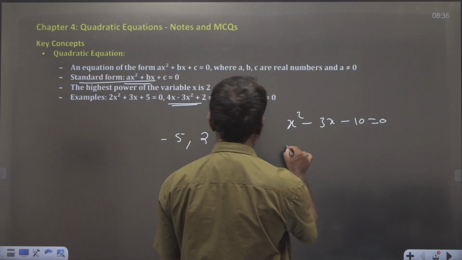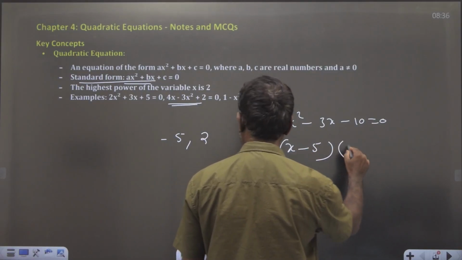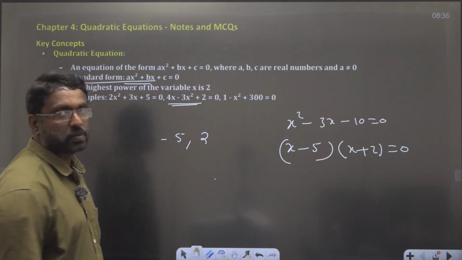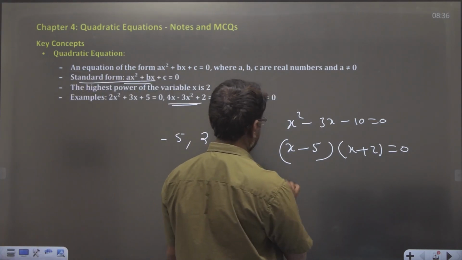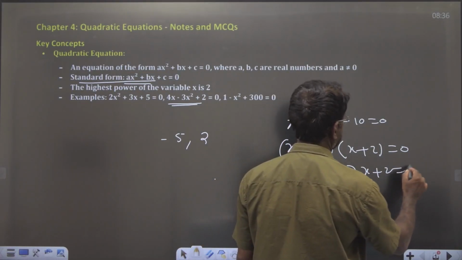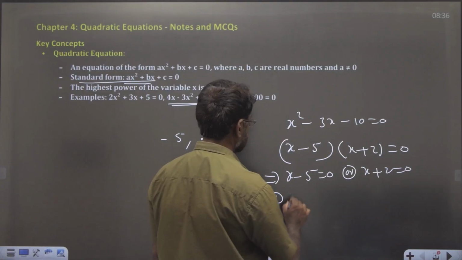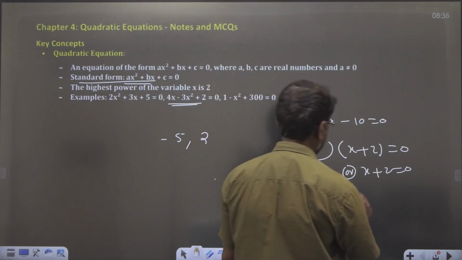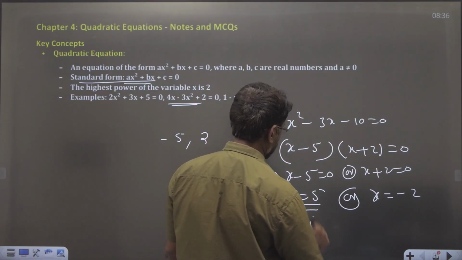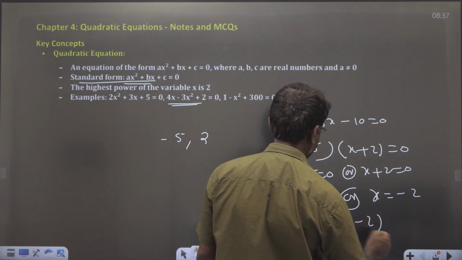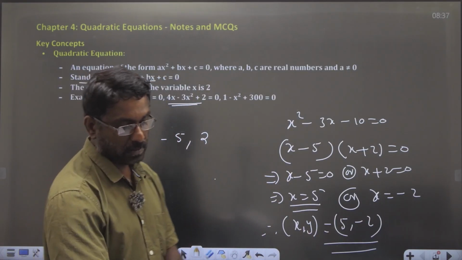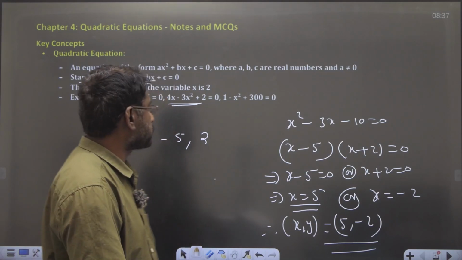So we can rewrite this as (x minus 5) into (x plus 2) equal to 0. This implies either x minus 5 equal to 0 or x plus 2 equal to 0. This implies x is equal to 5 or x equal to minus 2. This is the solution. And another question.